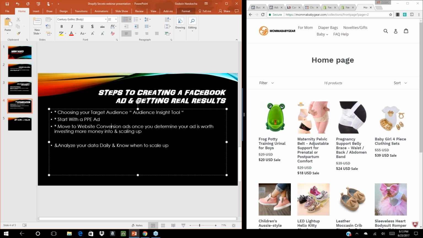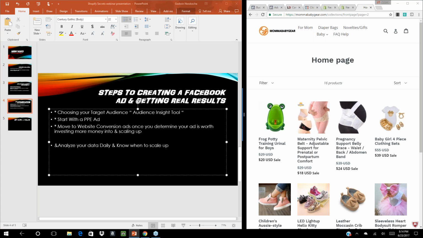And it's a test for the Shopify owner, because what you really want to see is: is this a good product? Are people interacting with this product? Is the audience that I target for my product the right audience? So those are just different tests that you see when you run a PPE ad. And I really suggest everyone start with running a pay per engagement ad, at least for 2 to 3 days maximum.